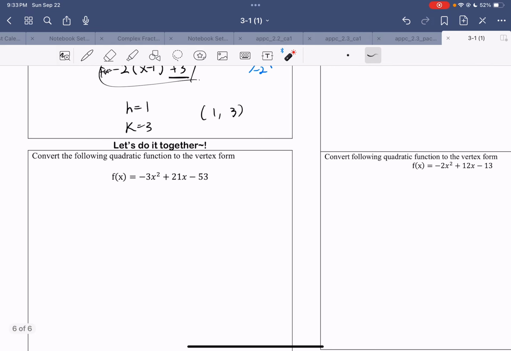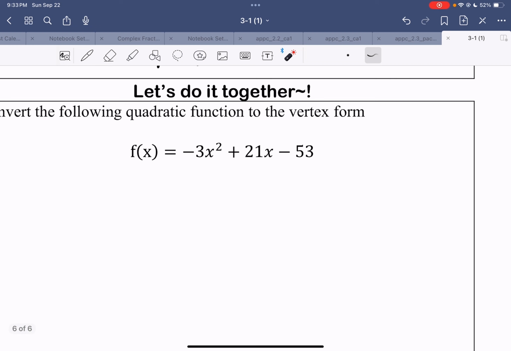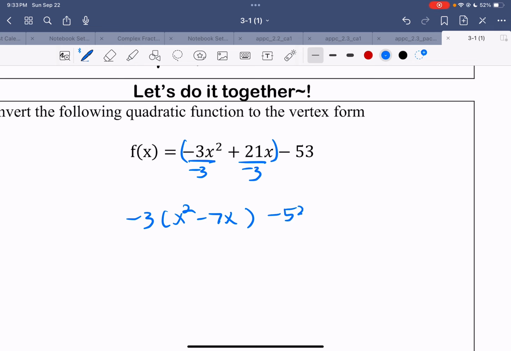So this is the last question that I will go over in this video, and then the rest of the questions you're gonna do by yourself, okay? So let's do it. You divide by -3 on both sides. So you get -3 x squared minus 7x minus 53.